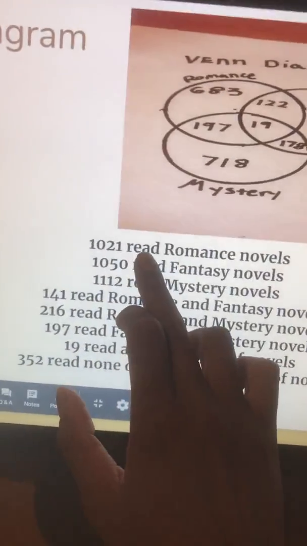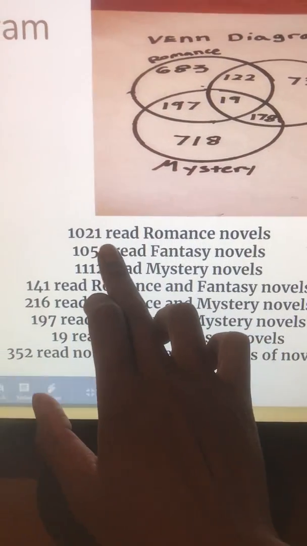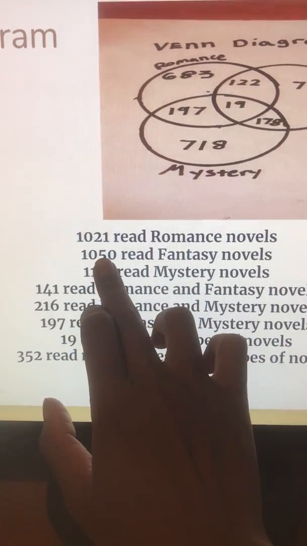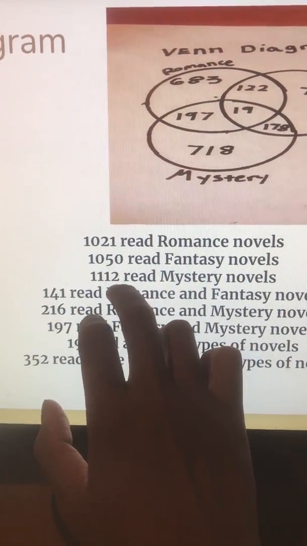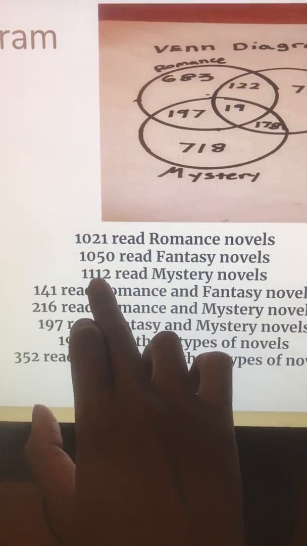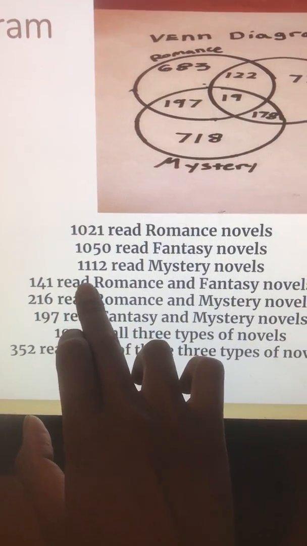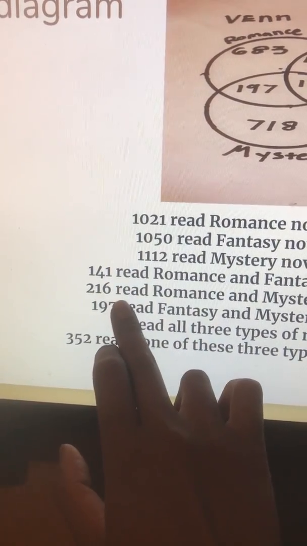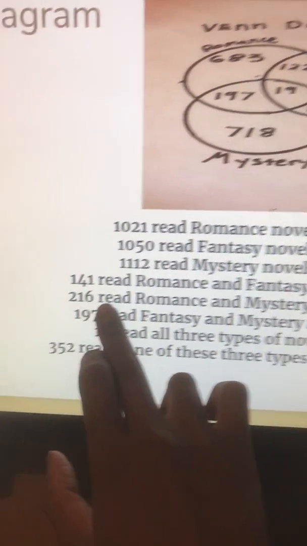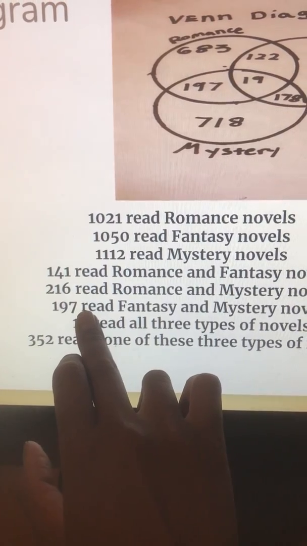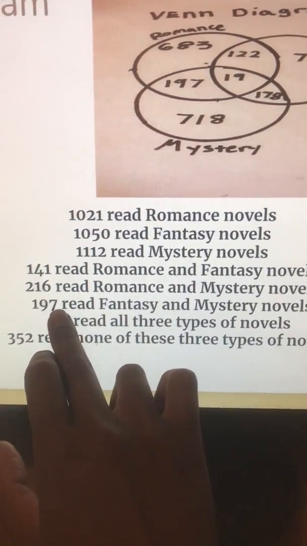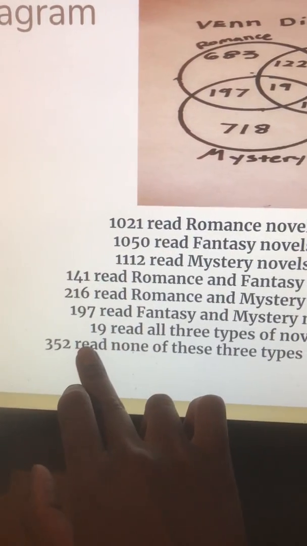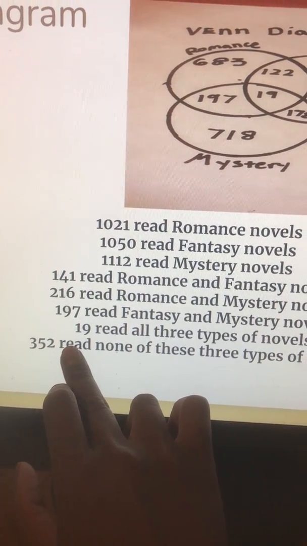Then here are my categories. The number of people that read romance novels was 1,021. The people that read fantasy novels were 1,050. The people that read mystery novels was 1,012. The people that read both romance and fantasy novels were 141. The people that read romance and mystery novels, 216. The people that read fantasy and mystery novels, 197. The people that read all 3 were 19. And the people that read none was 352.